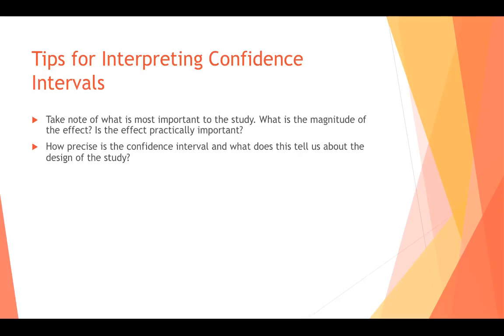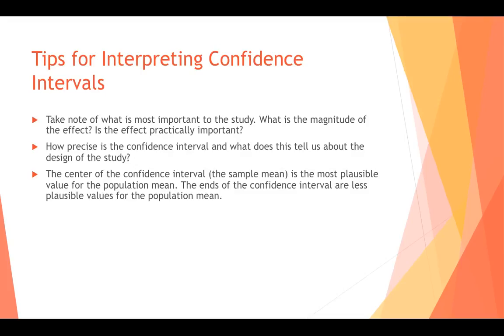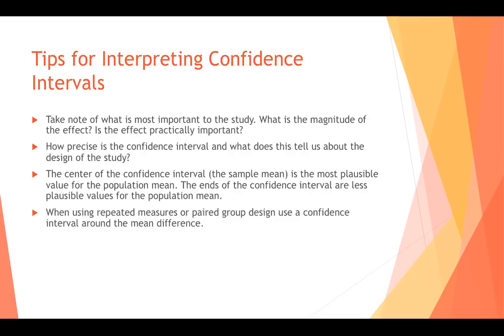A precise confidence interval can give a very good estimate of the population parameters. 3. The center of the confidence interval, which is the sample mean, is the most plausible value for the population mean. The ends of the confidence interval are less plausible values for the population mean. 4. When using repeated measures or paired group design, do not compare the confidence intervals of the group means or of the pre-test and post-test scores, because there will be no meaningful interpretation. Instead, use a confidence interval around the mean difference.